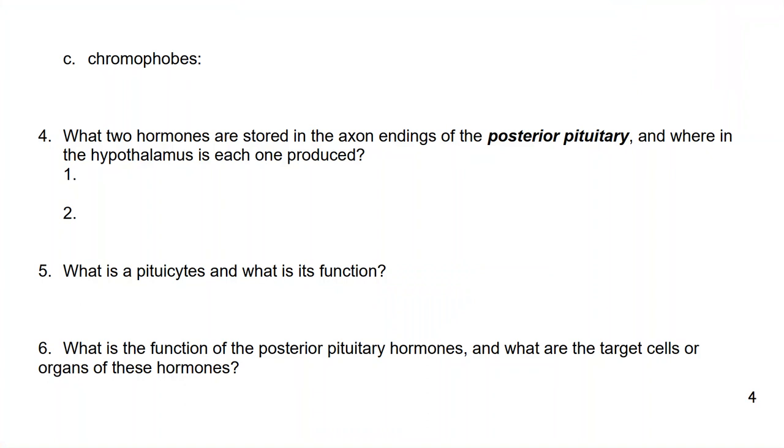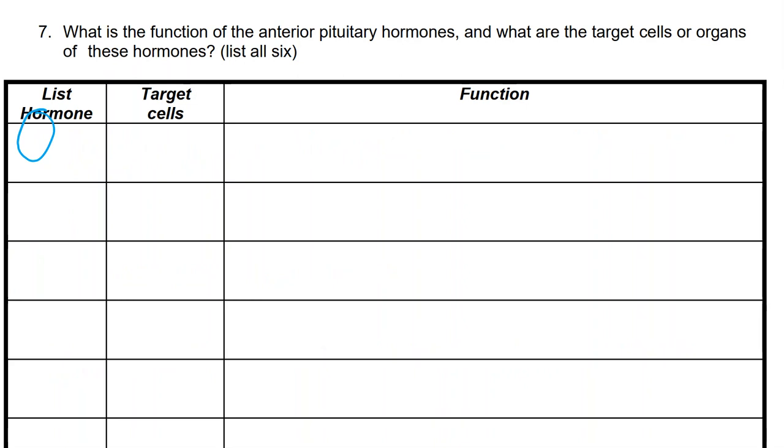So the posterior pituitary makes 2 different kinds of hormones. So this is where you'll talk about those. And the anterior pituitary makes 6 different hormones. So this is all about anterior pituitary, and there are 6 hormones. And so what you're going to do is list the hormone, like follicle stimulating hormone that stimulates the ovaries to make follicles. You're going to tell where it goes, and then you're going to tell the function over here.